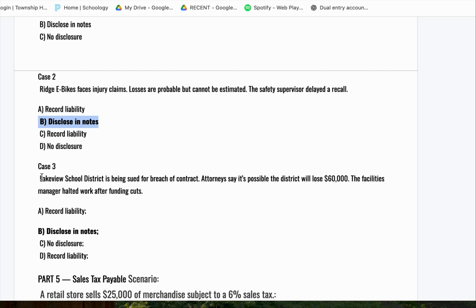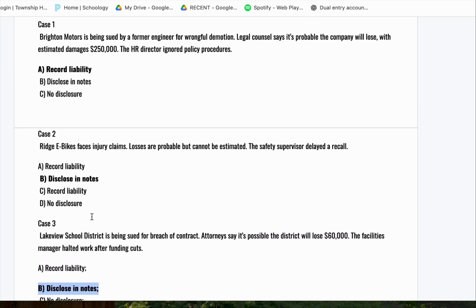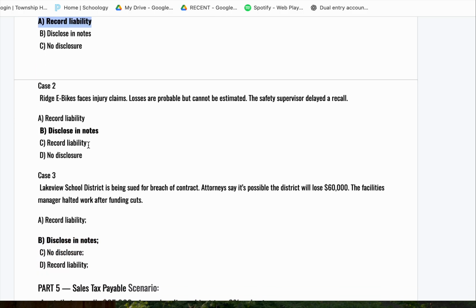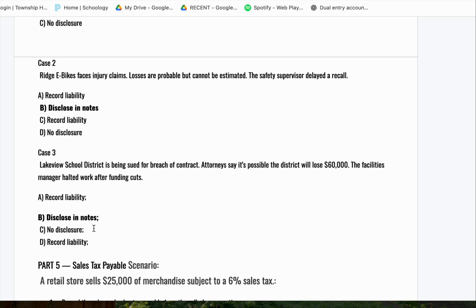And then case three is it's not probable, it's possible, and the amount is known, but since it's not probable, you can't record the liability, you only disclose it in the notes. So once again, it's only when it's probable that you're going to lose that money and that the amount can be estimated do you record the liability. Otherwise, you disclose it in the notes unless it's a remote possibility that you lose money. And if it's remote, you don't have to do anything.